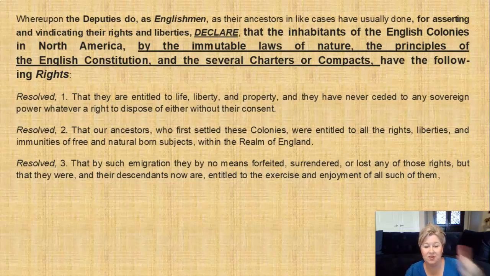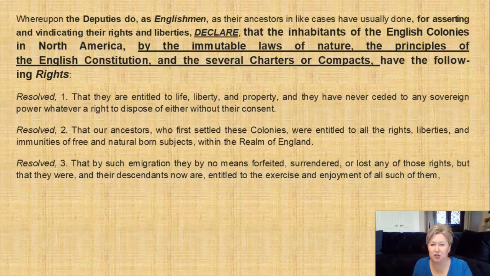Guys, what are the laws of nature? Blackstone said they are the laws of nature and nature's God. The laws of nature are God's laws. So we claim by God's law, by the principles of the English Constitution, and by our charters and compacts that we have the following rights.